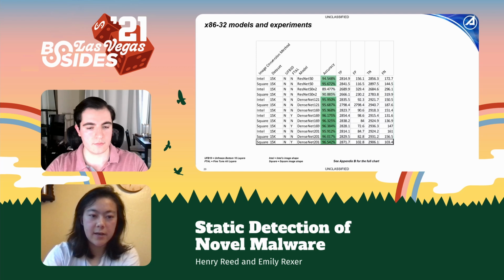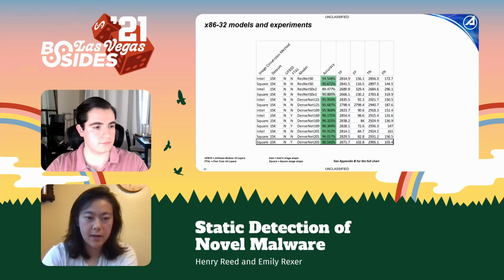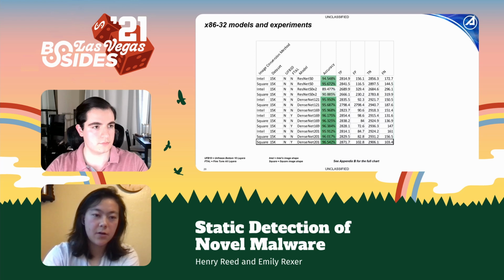These are the 15K dataset results. So again, this outlined row is the highest accuracy. Note again, too, that the square image conversion method worked the best, and DenseNet 201 worked the best. And we got about 96.5% accuracy here. I'd also like to point out that ResNets in general do worse. And like I said before, this is probably because DenseNets are more interconnected between the layers.